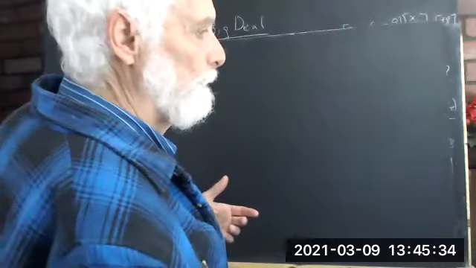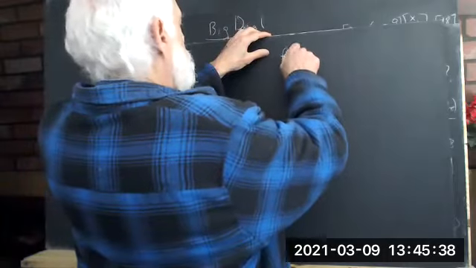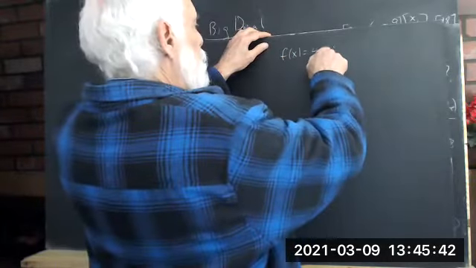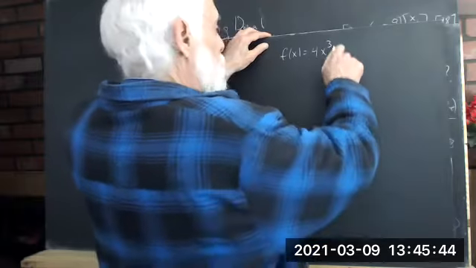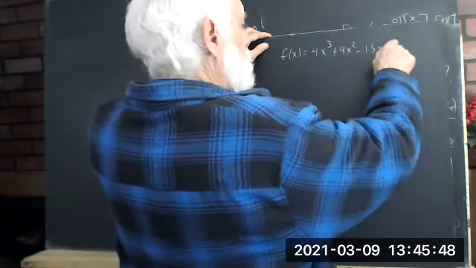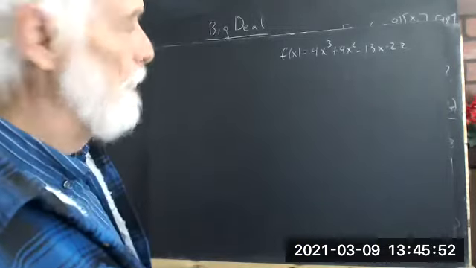Okay, and this would be f of x equal 4x cubed plus 4x squared minus 13x minus 22. Okay.